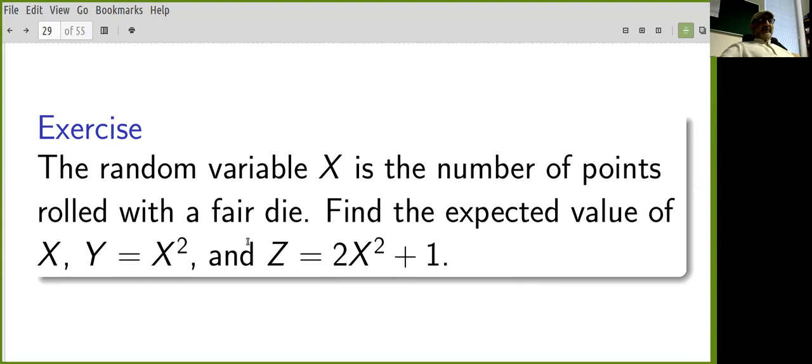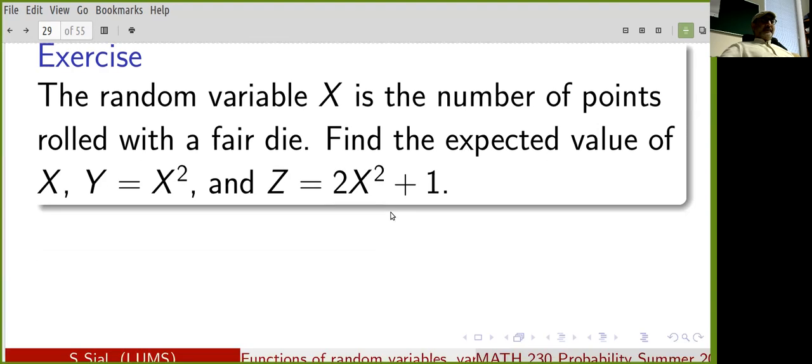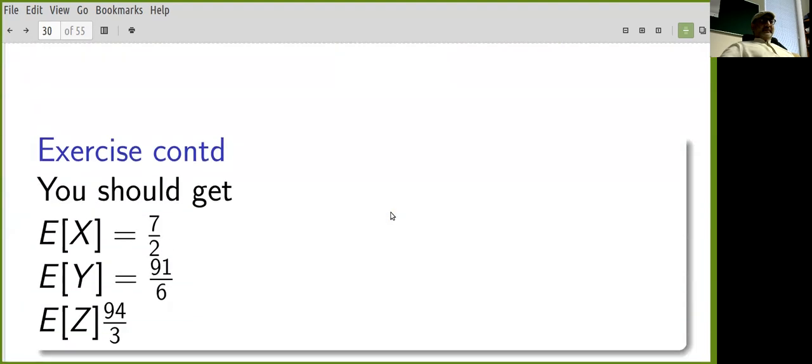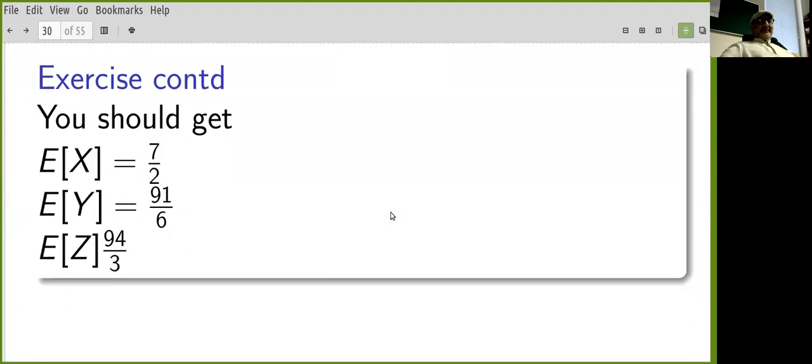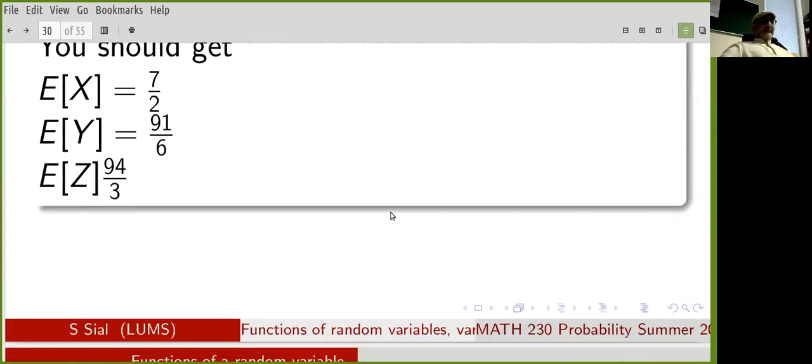So you figured out y, you might have to do some calculations, but you don't have to repeat a whole bunch of calculations in order to find z. The answers that you should get for this are 7/2, 91/6, and 94/3.